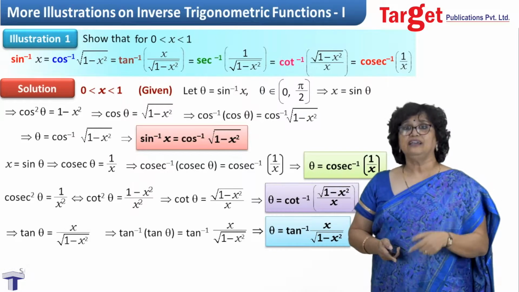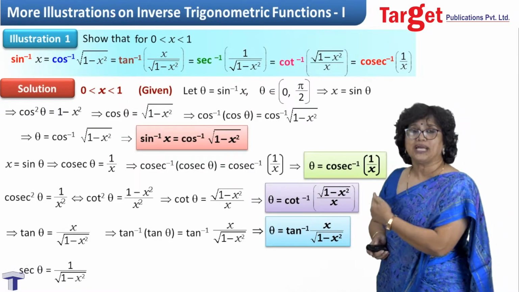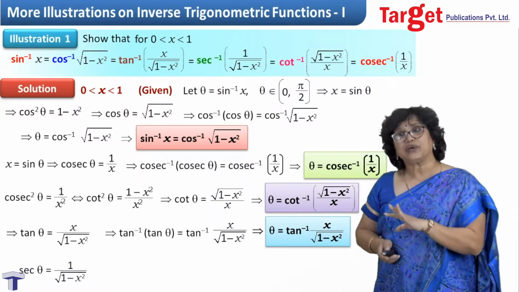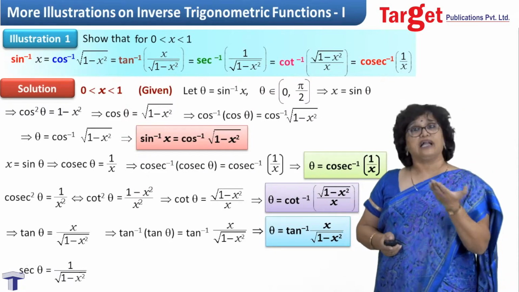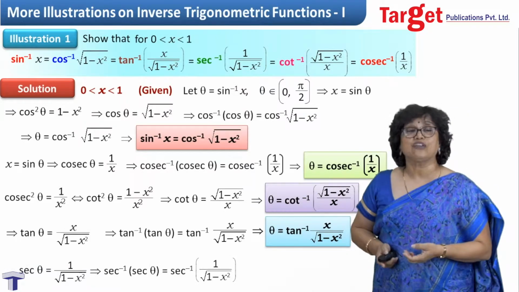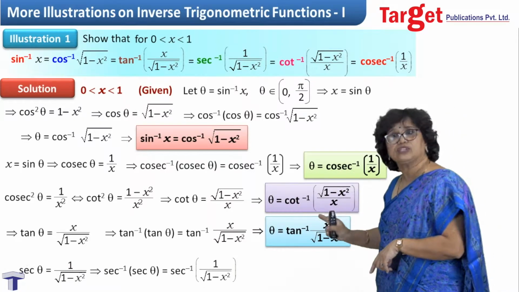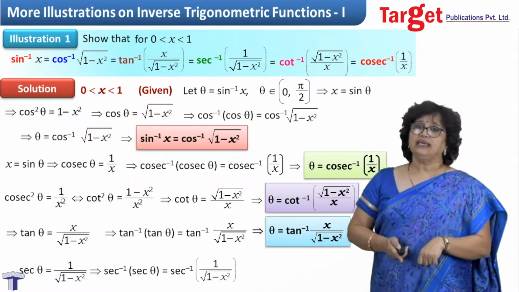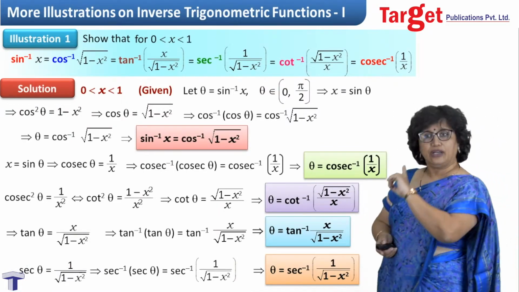Now sec. So we go for sec square theta first. If you wish, you can do that. Sec square theta, I can write as 1 plus tan square theta, or I can write straight away from cos also. Cos theta was under root 1 minus x square. So sec theta is 1 upon under root 1 minus x square. And that would lead to, if I take sec inverse on both sides, sec inverse sec theta equal to sec inverse of 1 upon under root 1 minus x square. Correct? And that gives me theta equal to sec inverse of 1 upon under root 1 minus x square.